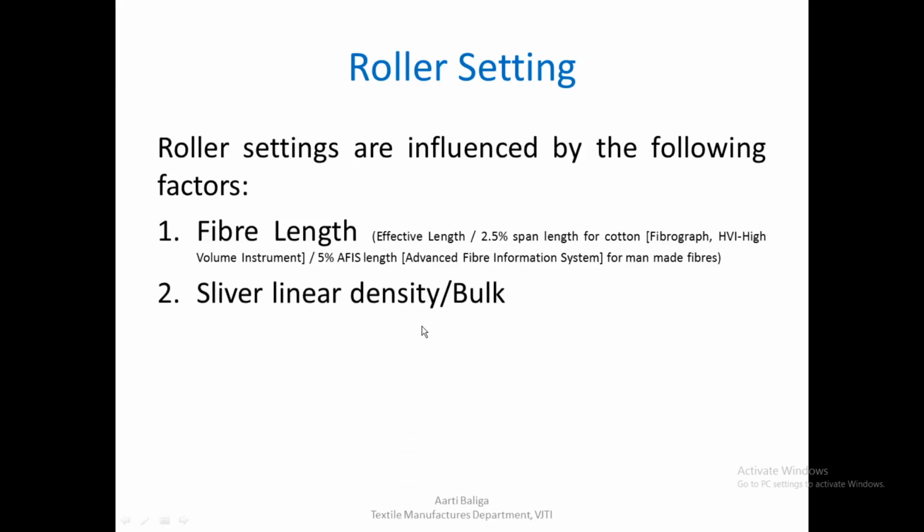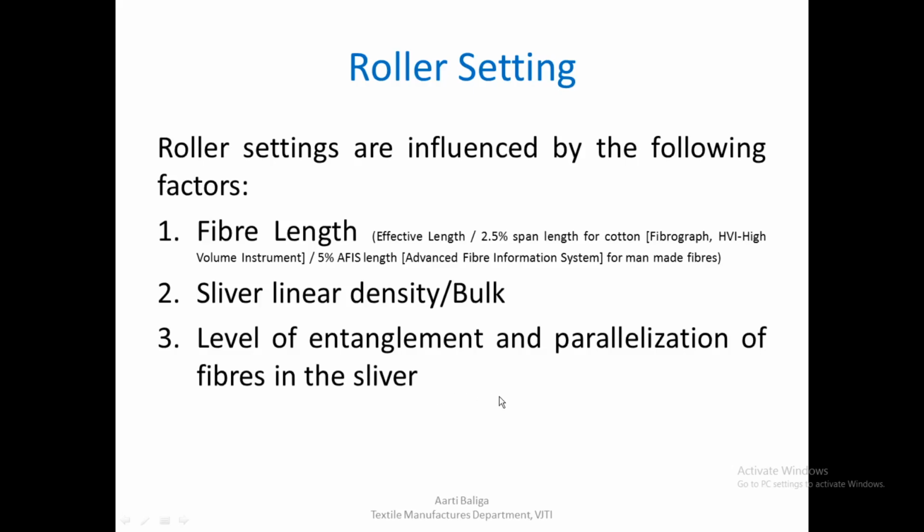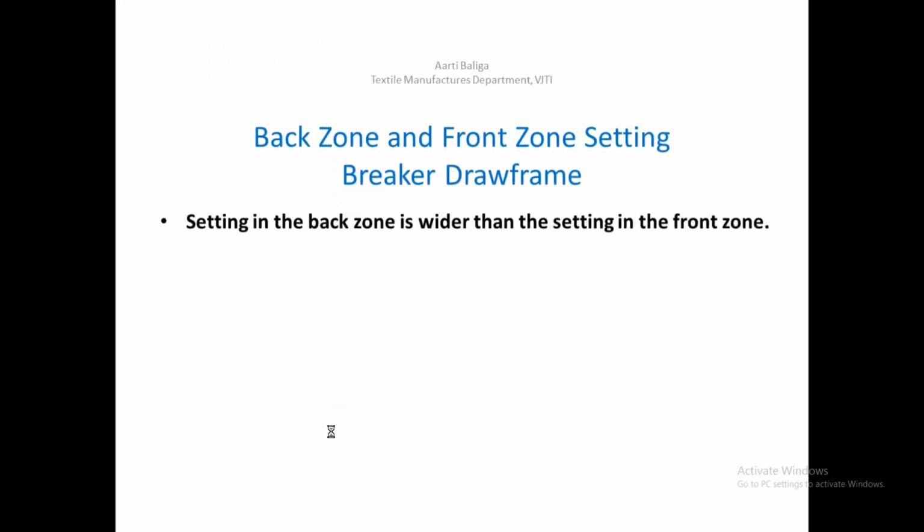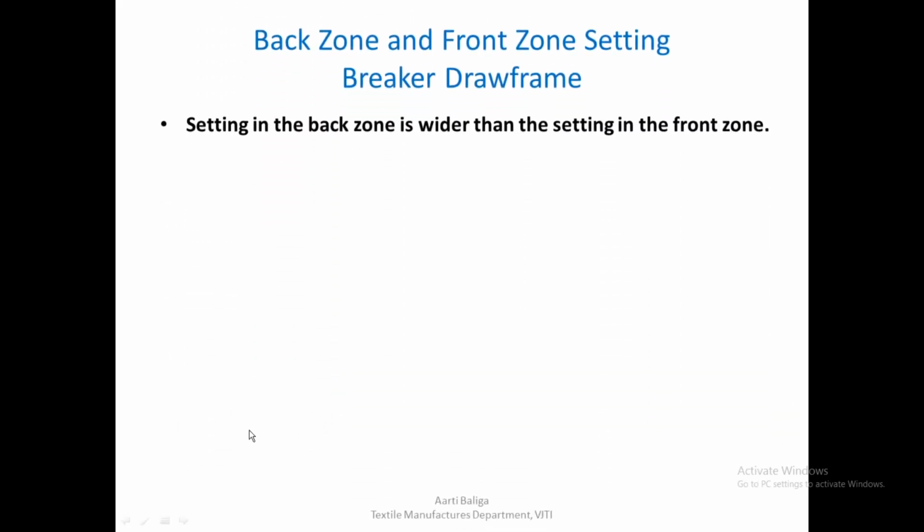Also, the sliver linear density or the bulk of the fiber will decide what kind of roller setting should be good enough. The level of entanglement and parallelization of fibers is also an influencing factor. So let us look at what kind of settings and how much setting should be kept for a breaker draw frame, for a finisher draw frame, and so on.